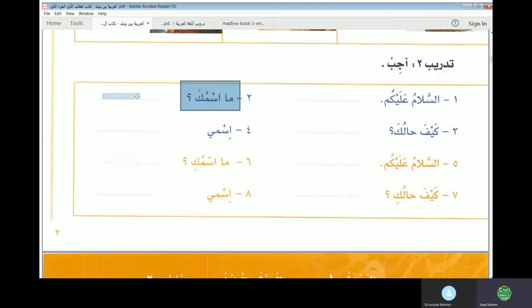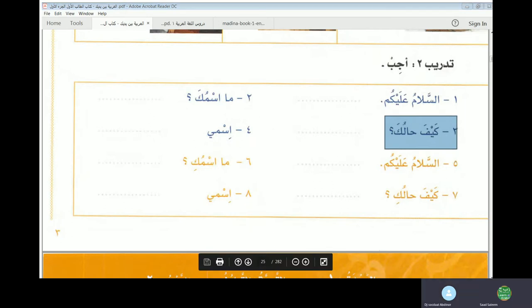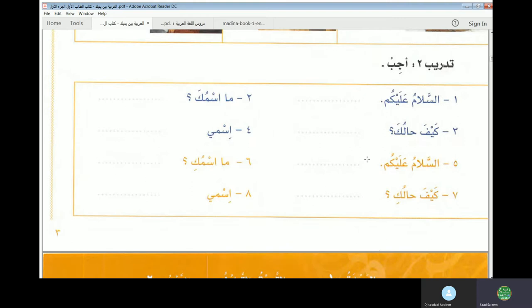Masmuka. Yeah. Masmuka. What is your name? Ismi Muhammad. Okay. Kaifa haluka? Bighayr alhamdulillah. Okay. Ismi Saad. My name is Saad. Now you are a female, okay? Assalamu alaikum. وعليكم السلام. ما اسمك؟ اسمي خديجة. كيف حالك؟ الحمد غير الحمد لله. اسمي سادية. اوكي.